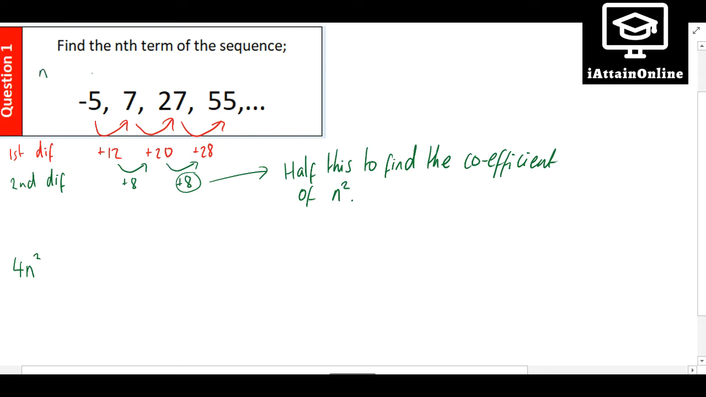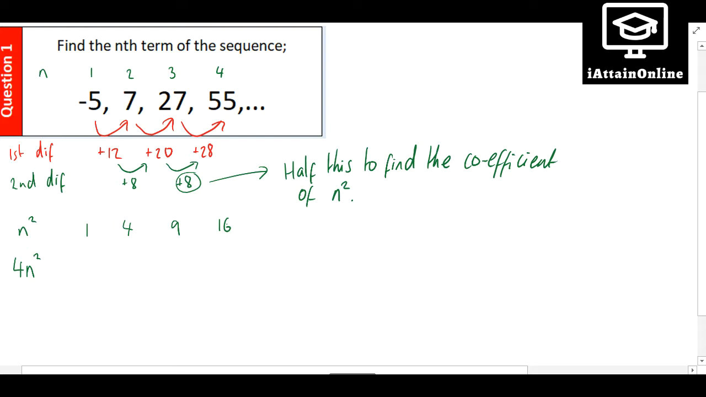So if n is the term number in the sequence, not the actual negative 5, 7. Negative 5 is the first term in my sequence, 7 is the second term. If those are my n values, what I suggest you do first is work out what n squared is. Again, we're going to line these up. So underneath the 1 and the negative 5, we're going to square n. So n is 1, so 1 squared would be 1. N is 2, so 2 squared would be 4. N is 3, so 3 squared would be 9. And when n is 4, n squared would be 16.